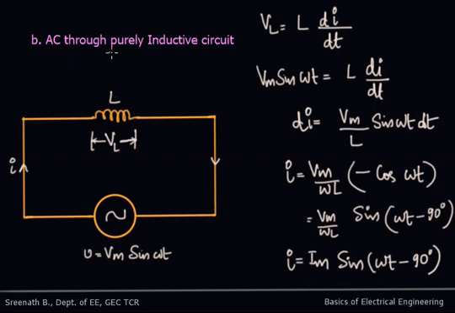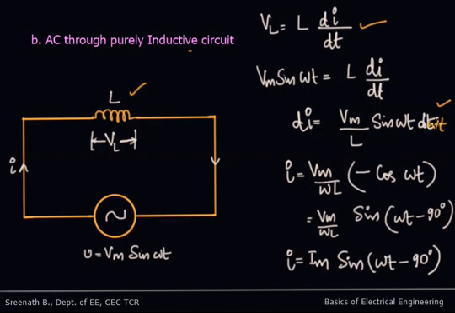Now when you consider the case of an inductive circuit, a purely inductor, where you are assuming that it has no resistance, it is a pure inductor. So the voltage across the inductor VL can be written as L into di by dt. You are applying a supply voltage Vm sin omega t. So again you can equate Vm sin omega t equal to your VL, which is L di by dt. So from that you will be getting di is equal to Vm by L into sin omega t dt.